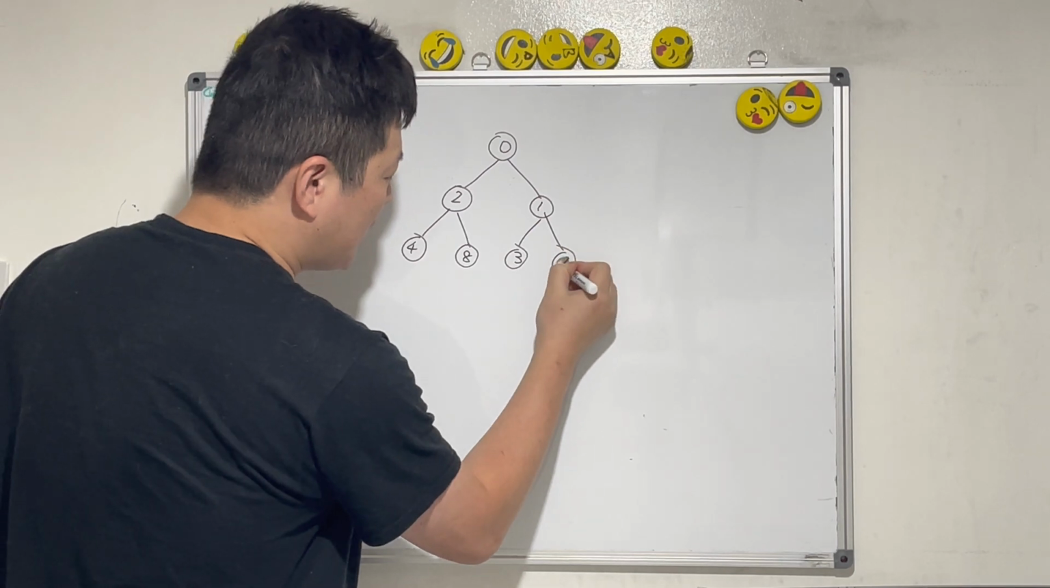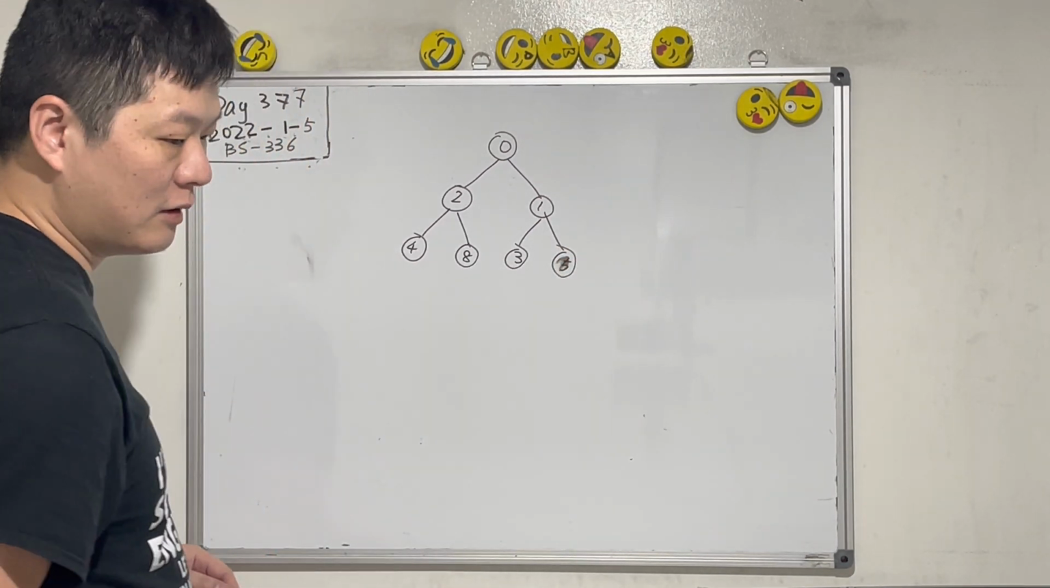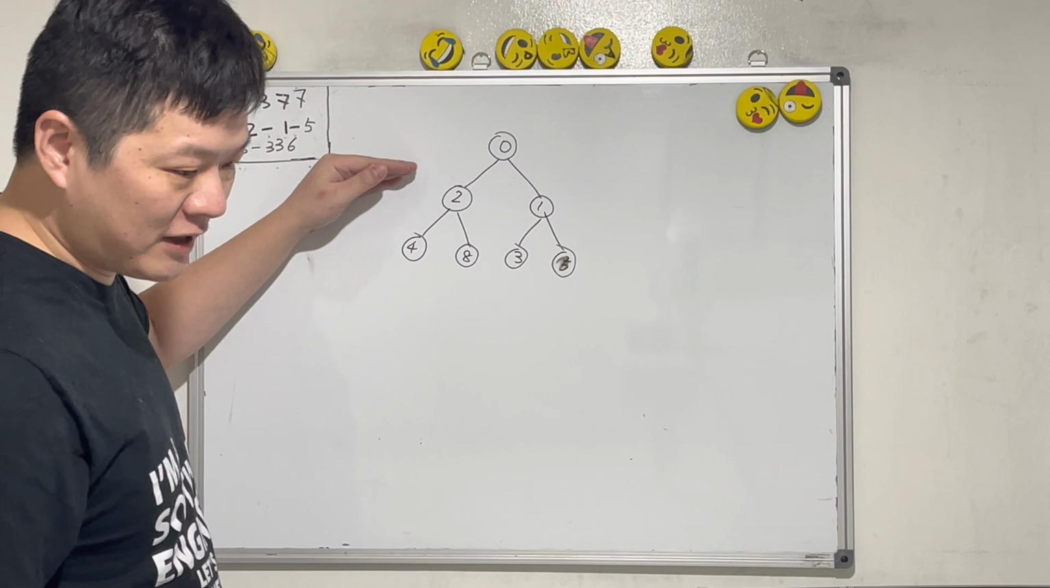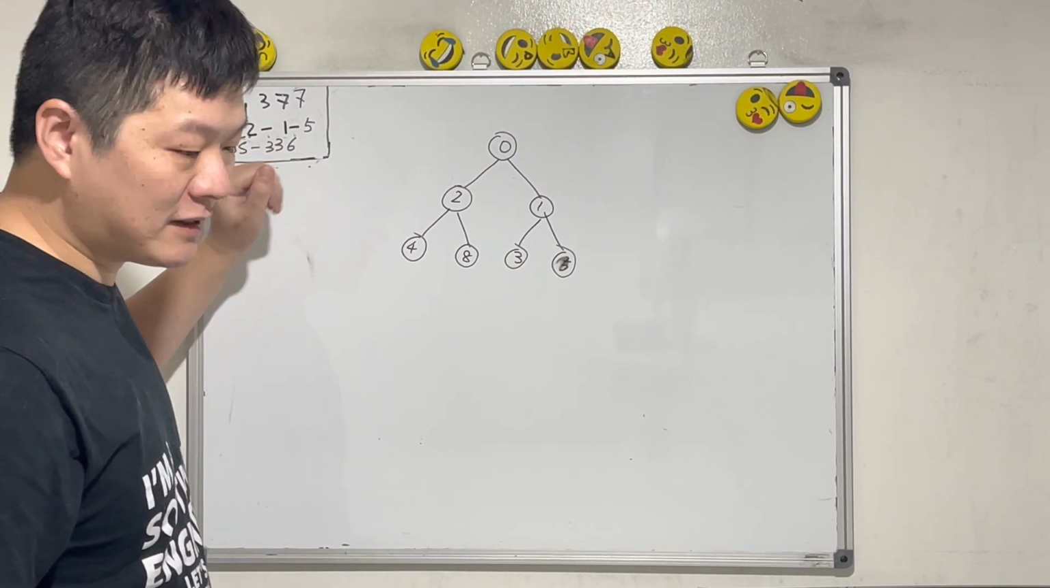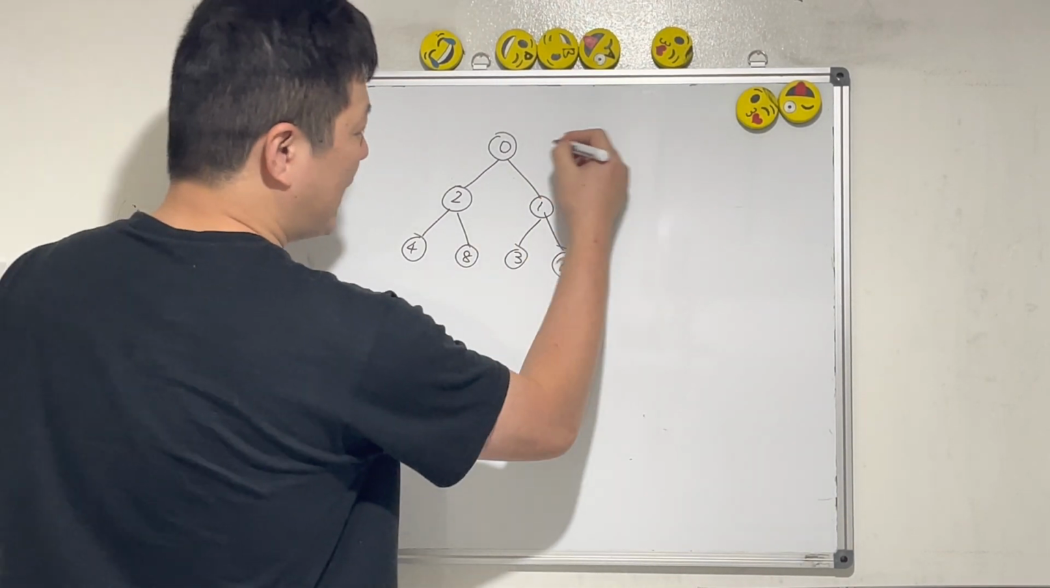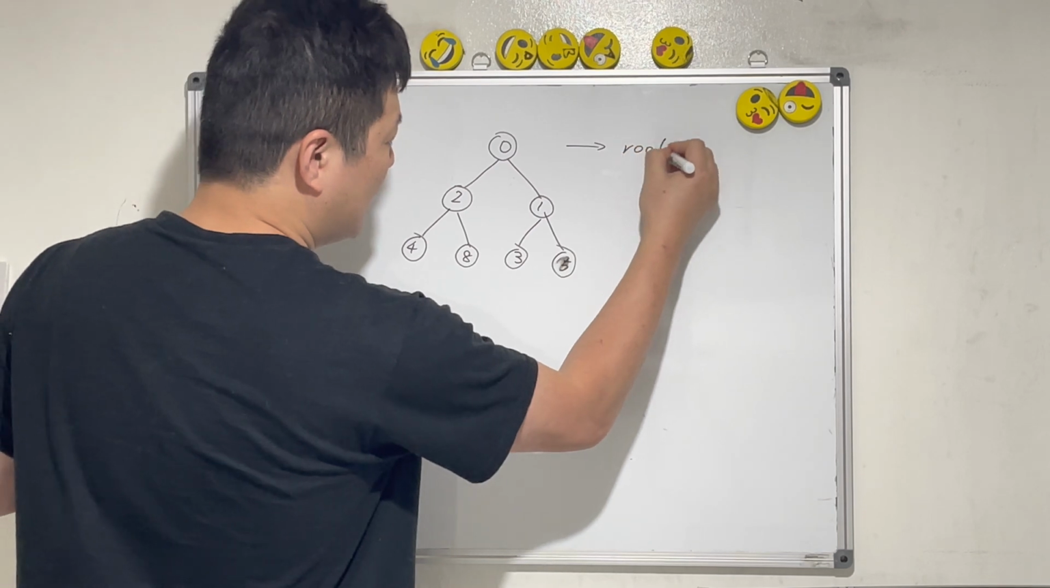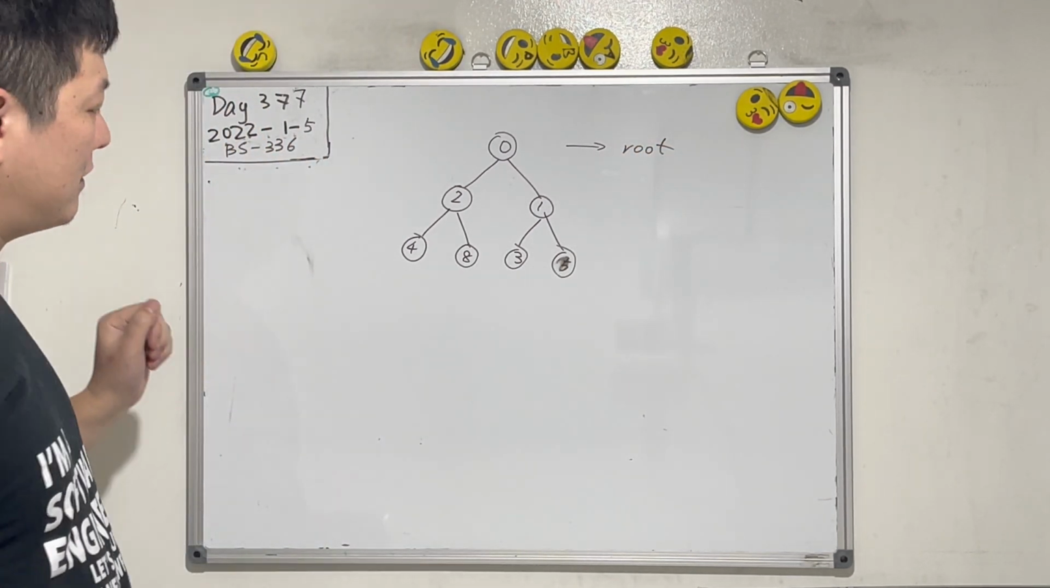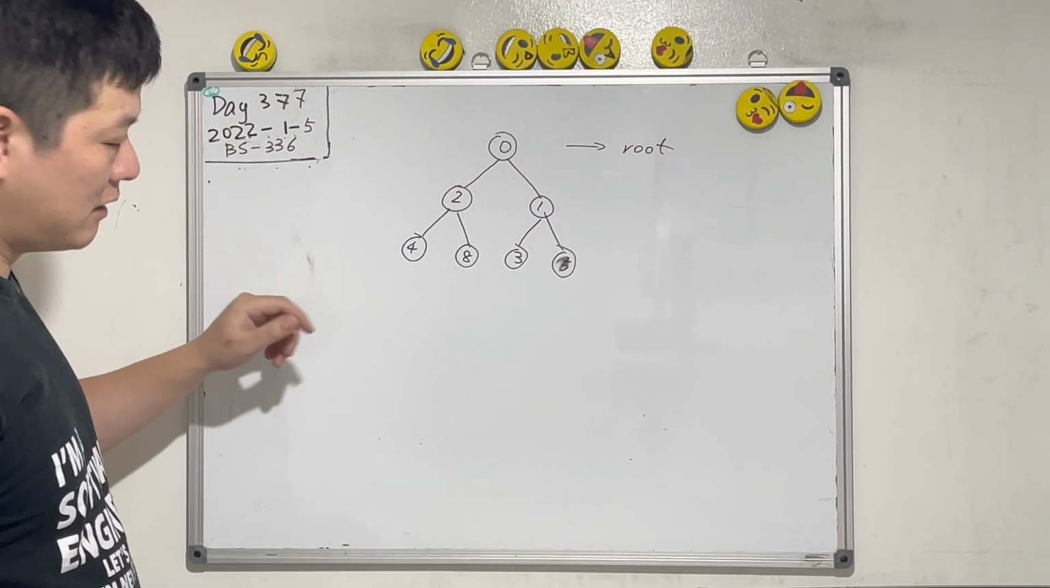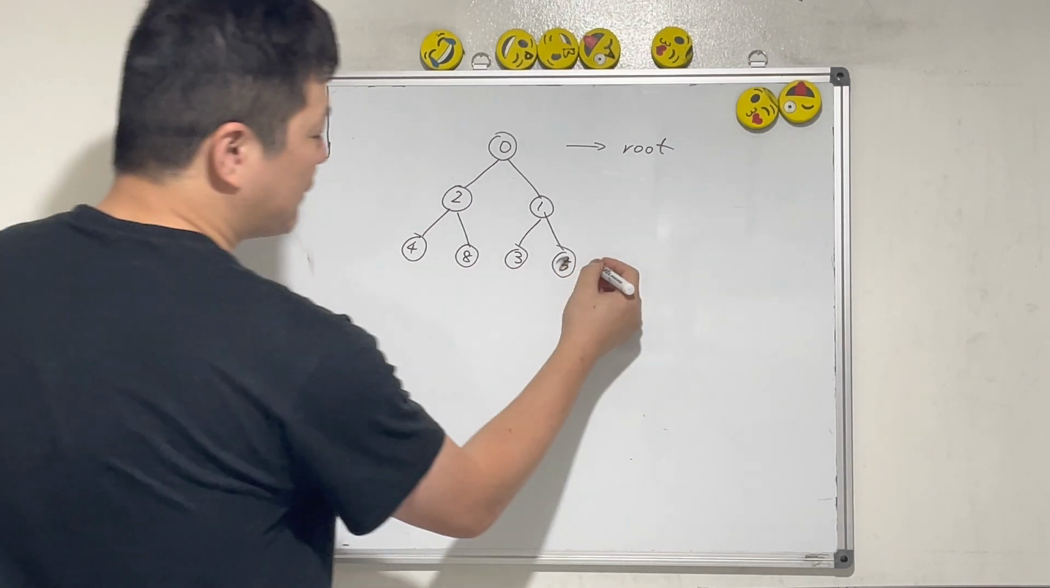Which one is the root? This is the binary tree. Which one is the root? 0. Yeah, 0. That's the root. Which ones are the leaves? 2 and 1. No, 4, 8, 3, 5. These are the leaves with no kids.